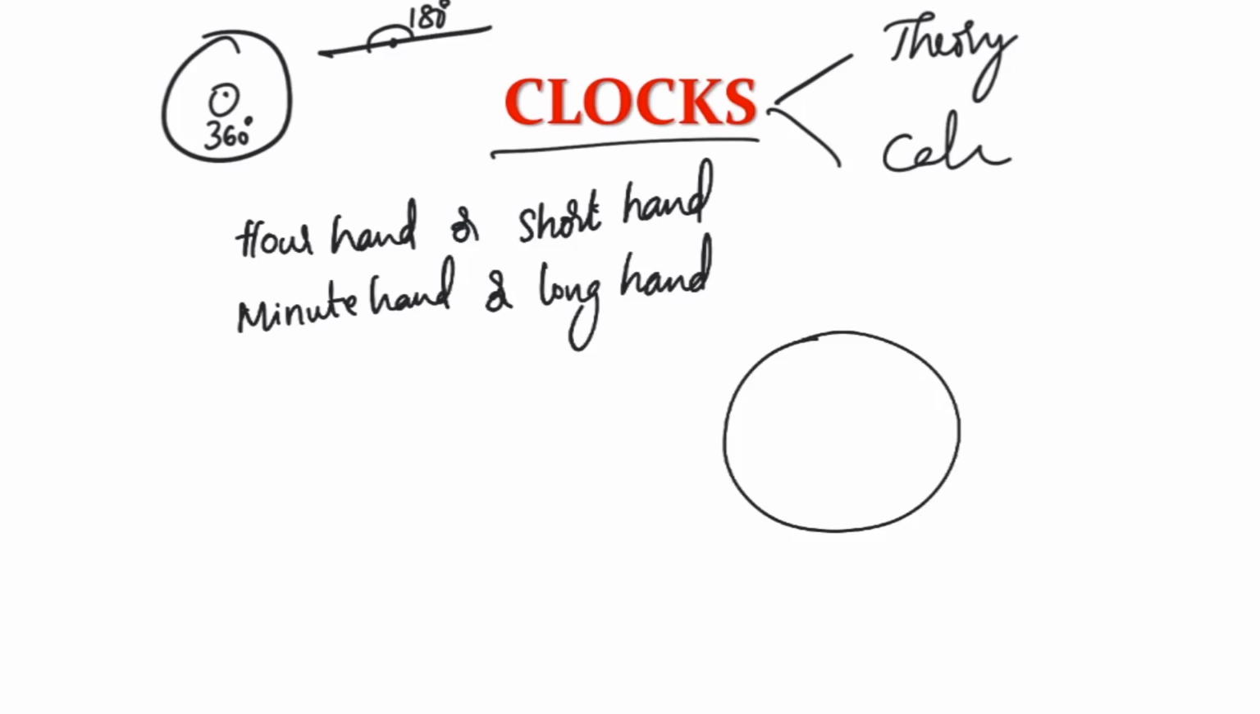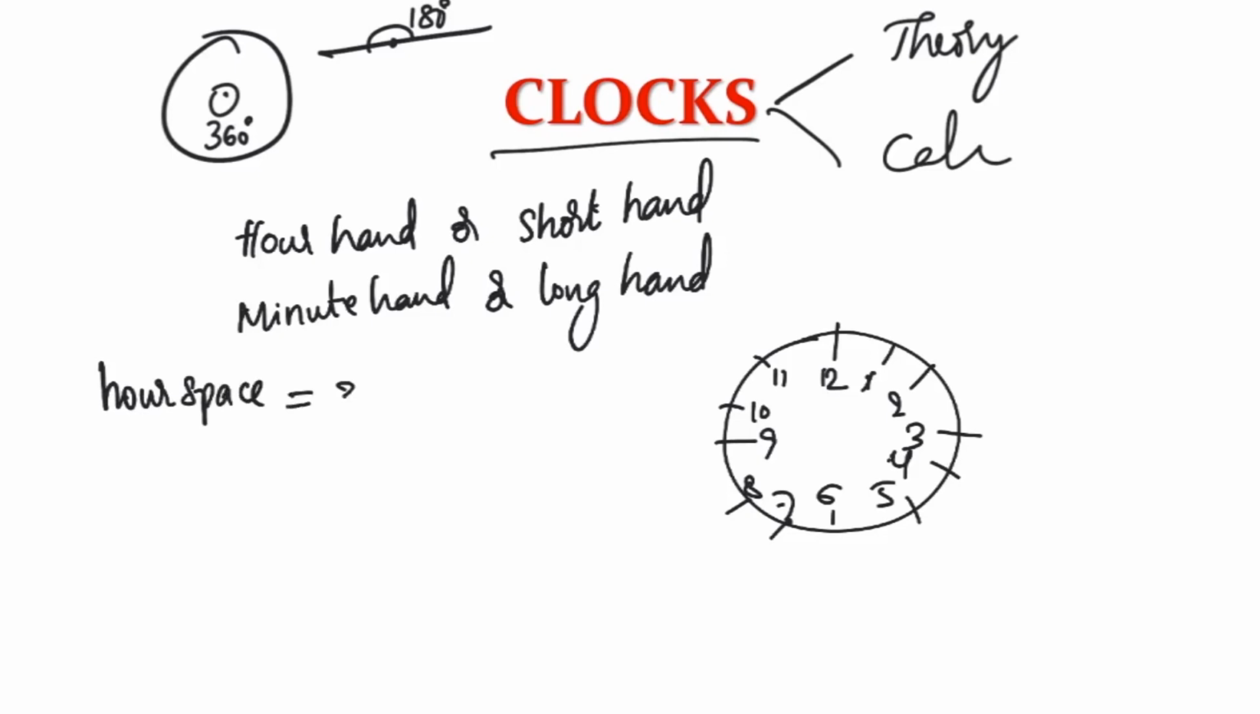And the dial of a clock is divided into 12 parts, and each part is known as 1 hour space. 1, 2, 3, 4, 5, 6, 7, 8, 9, 10, 11, 12. The space in between every two indications, in between 1 and 2, 2 and 3, 3 and 4, that is known as hour space, which is equal to 30 degrees. See, the distance between two hour spaces is 30 degrees. There are 12 such spaces. 12 into 30, entire angle is 360 degrees.